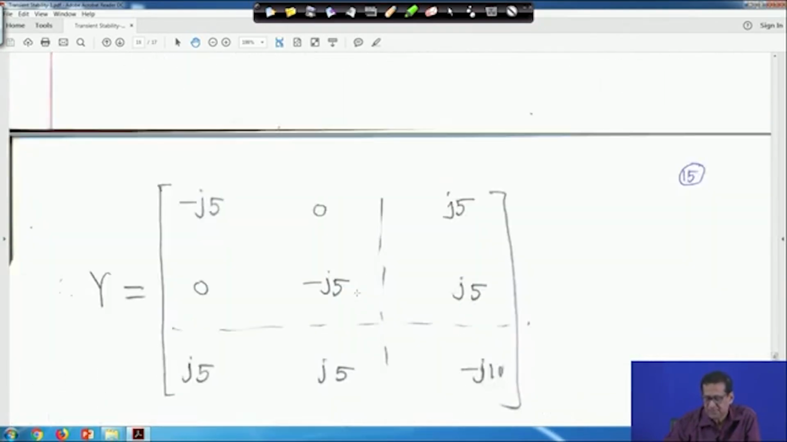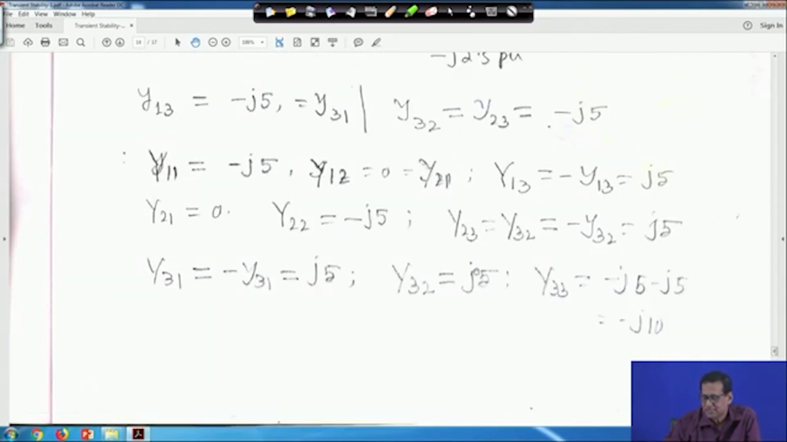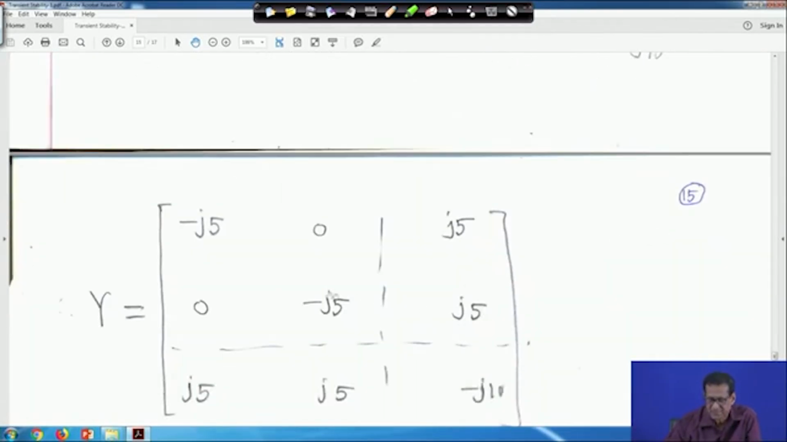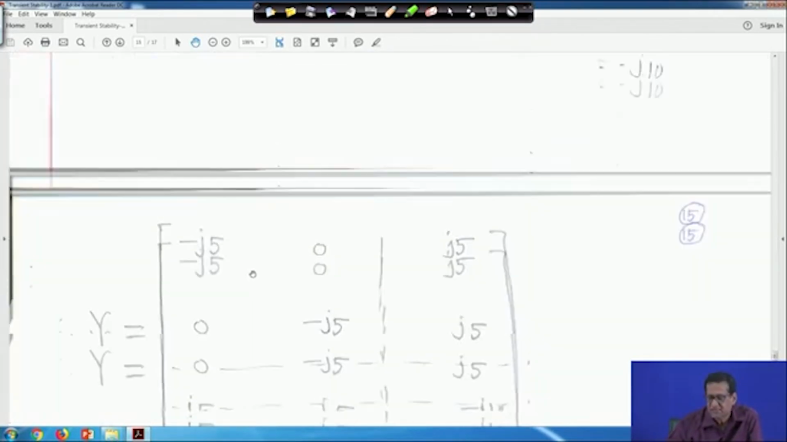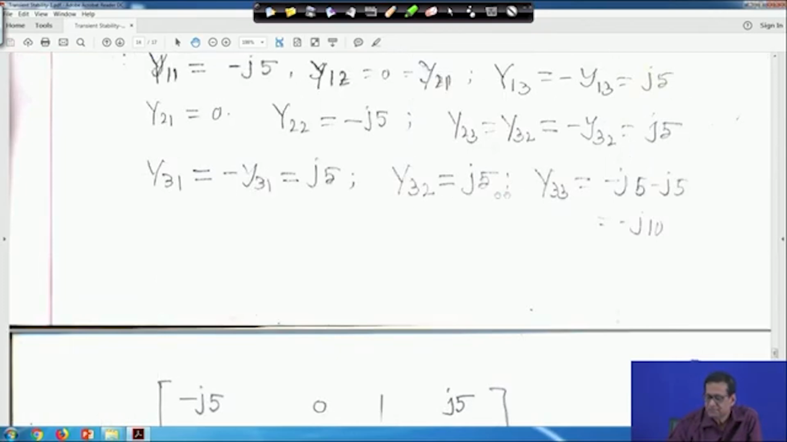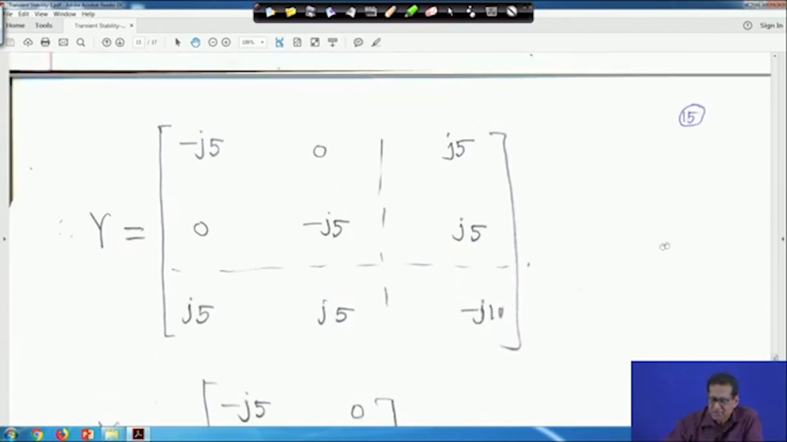And Y23 is equal to Y32, capital Y, which is equal to minus small y32, which is j5. So this is j5. And the last one, Y31 is equal to minus small y31, j5. Similarly, Y32 is the same, j5, and Y33 is minus j5 minus j5, which is minus j10.